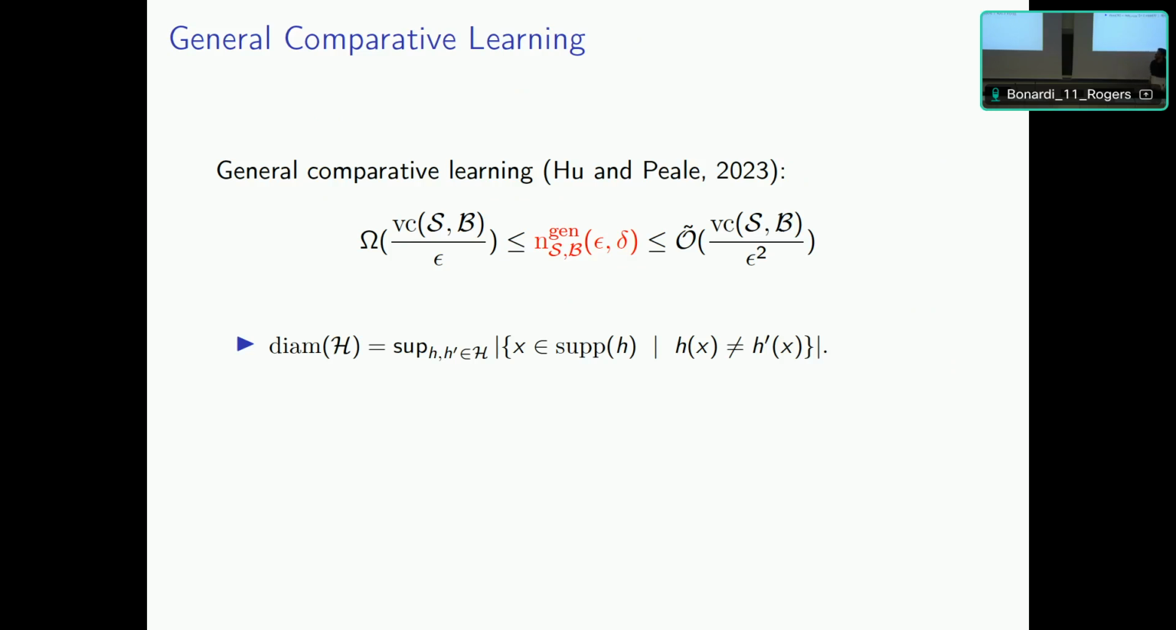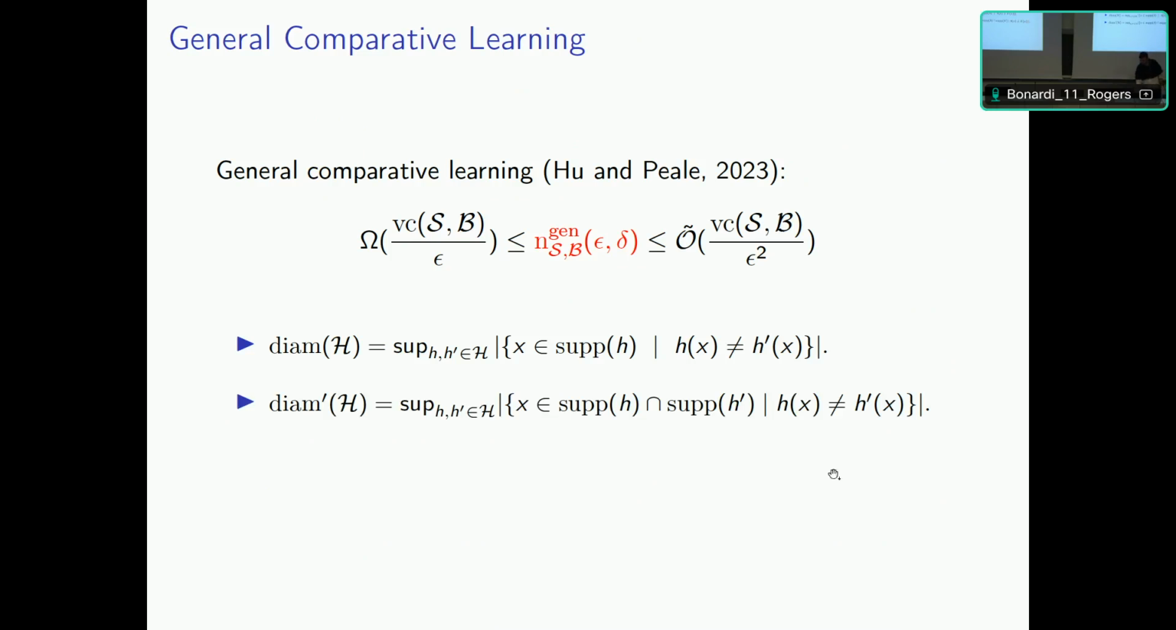The first one is the diameter of the hypothesis class. You can think of the diameter as the maximum Hamming distance between two hypotheses in the class. But here we have partial hypothesis classes, so we restrict the domain to be in the support of one of those hypotheses. The other one is the diameter prime. Here, instead of restricting the domain to the support of only one of these hypotheses, we restrict it to the joint support, so the intersection of the two hypotheses.